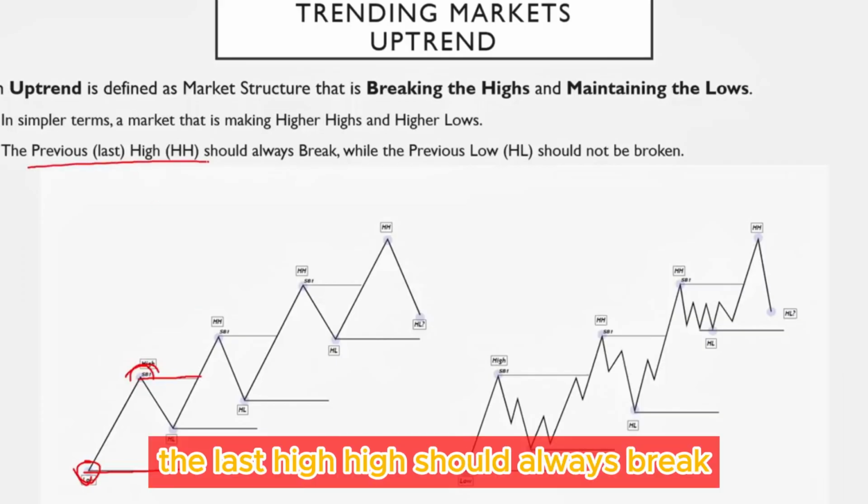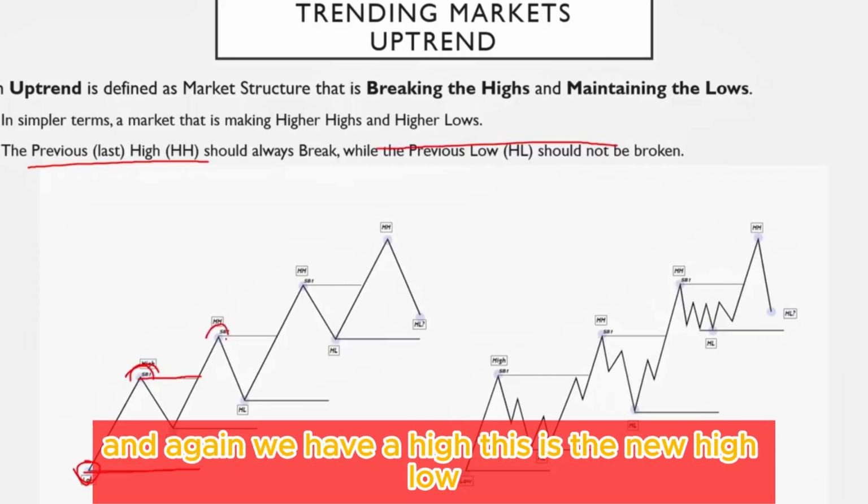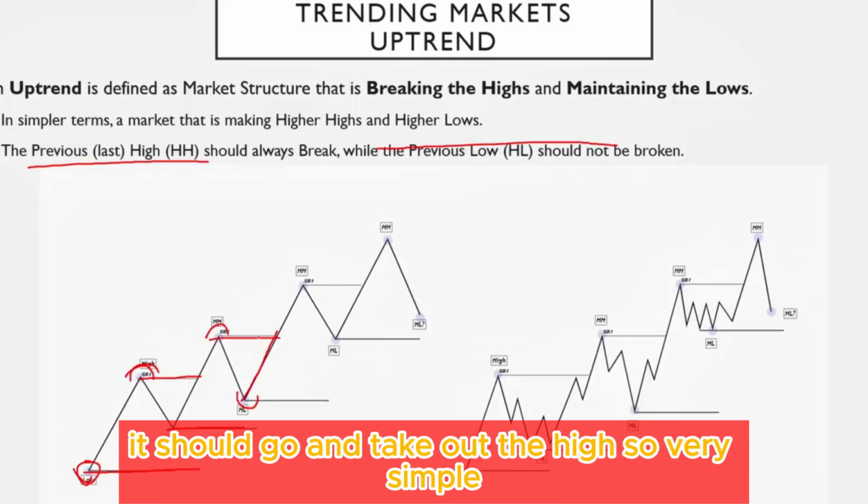So again, the last hard high should always break. The previous hard low should not be broken, okay? And again, we have a high. This is the new hard low. It should not break. There is a new one. What it should do, it should go and take out the high. So very simple, and I'm sure you know this.